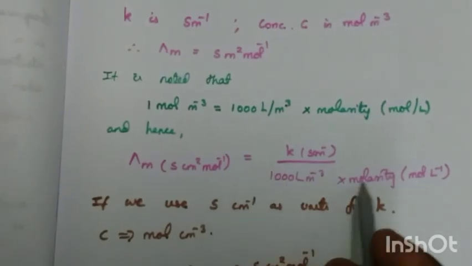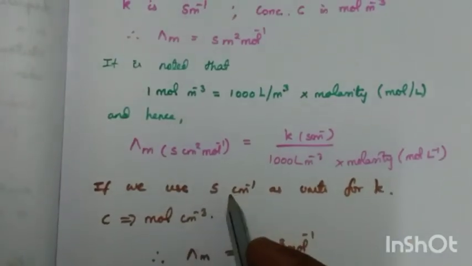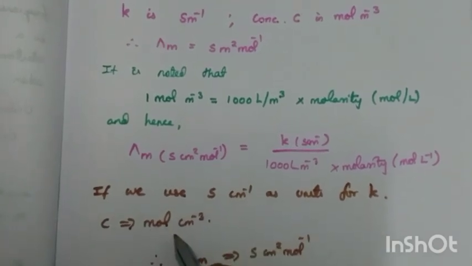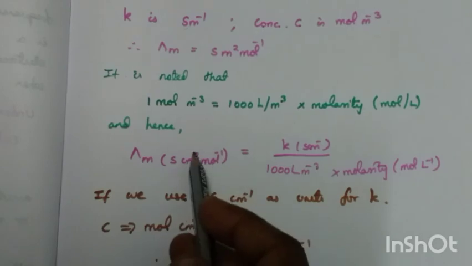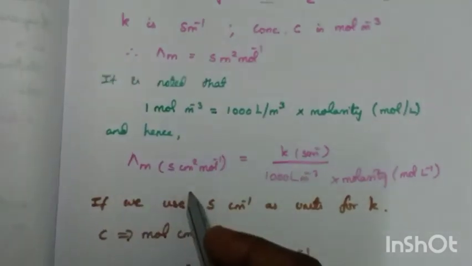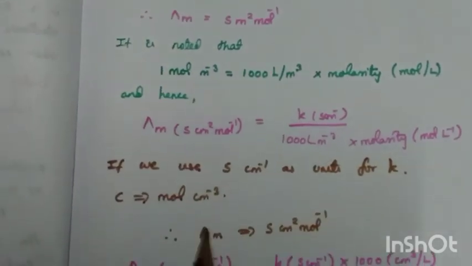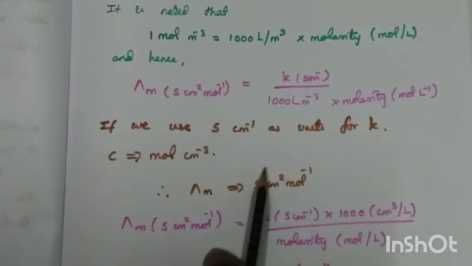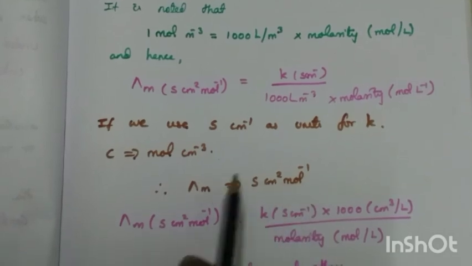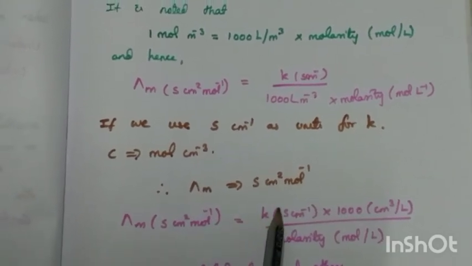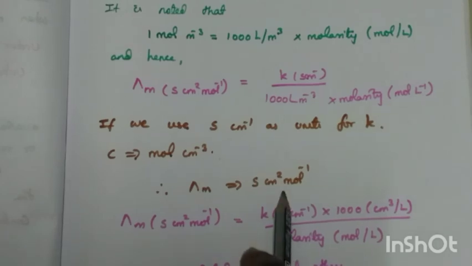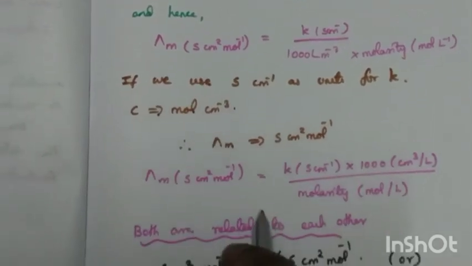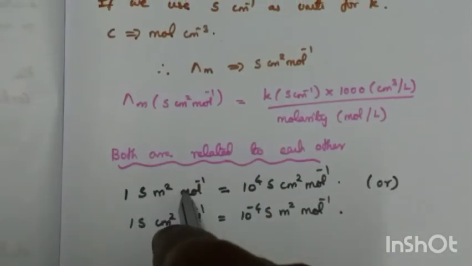So 1000 into molarity. If you use Siemens per centimeter as the unit for K, C can be written as mole per centimeter cube, if instead of meter we are using centimeter. So lambda M can be written in Siemens centimeter square mole inverse. So lambda M is equal to K into 1000 by molarity. We can relate both of these by using two different formulas.